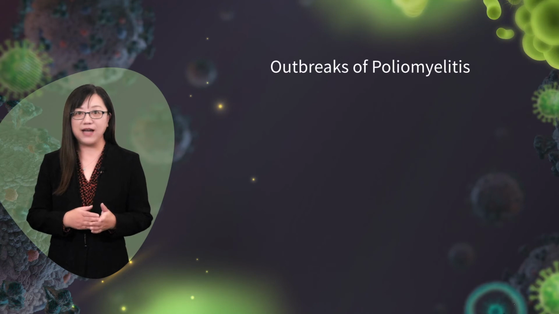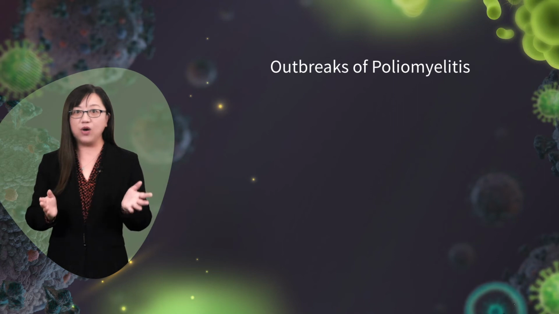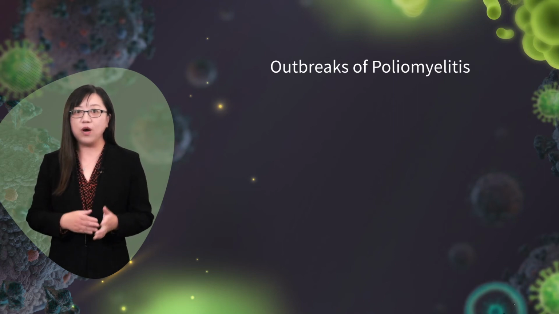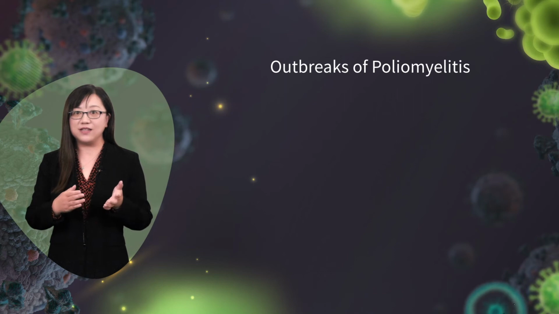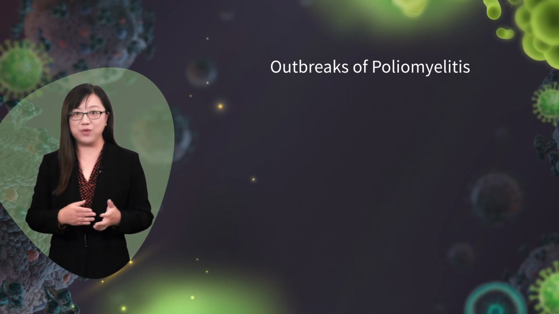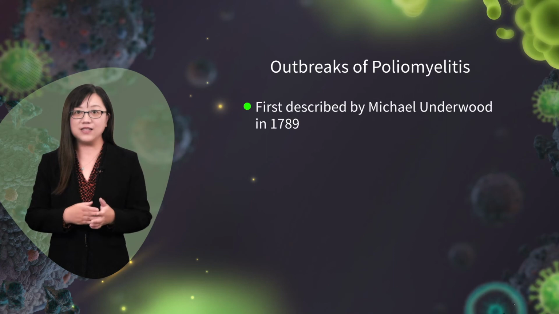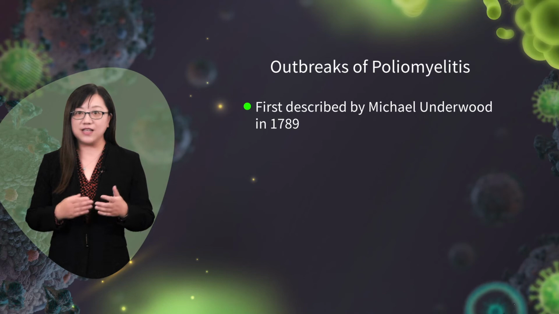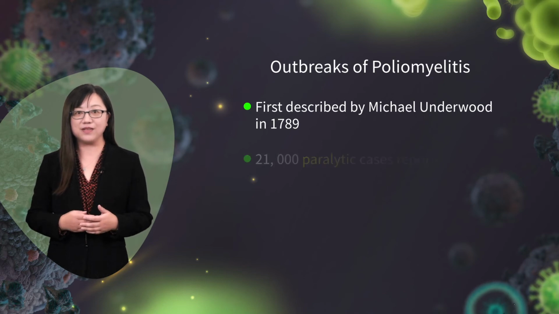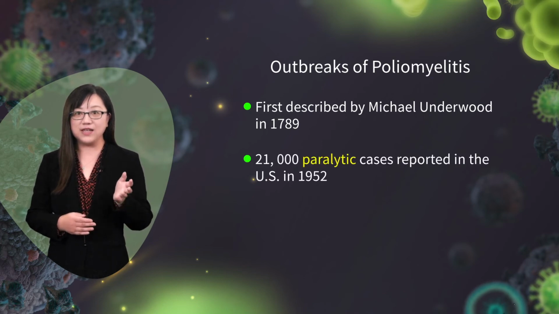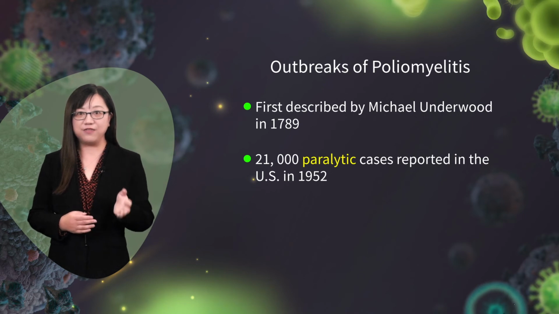Outbreak of poliomyelitis. Polio is a disease with a long history. The wall painting shows an ancient Egyptian with polio. The disease was first described by Michael Underwood in 1789. A severe outbreak occurred in the US in 1952. There were 21,000 paralytic cases reported.